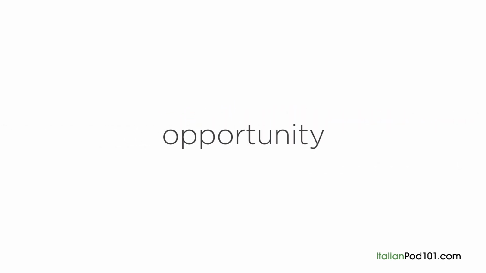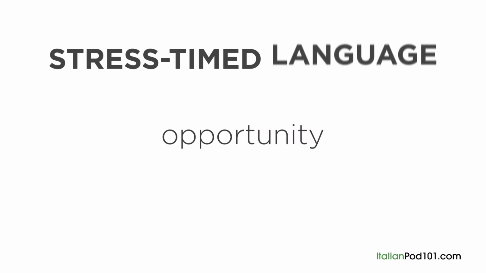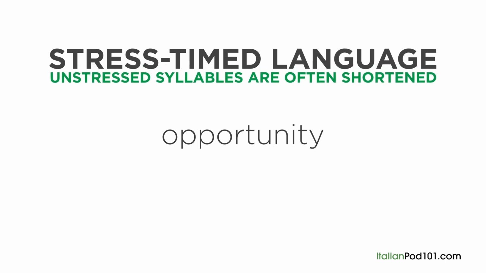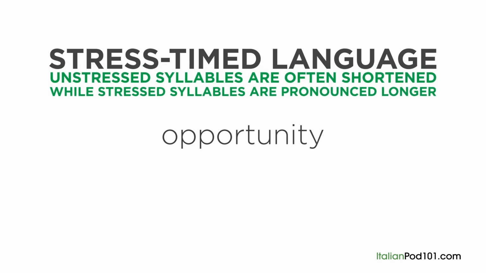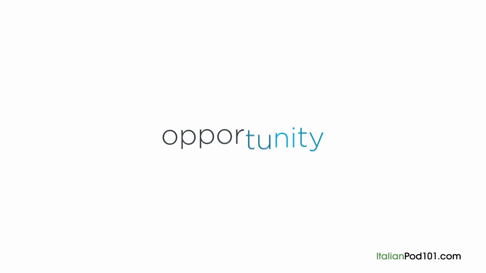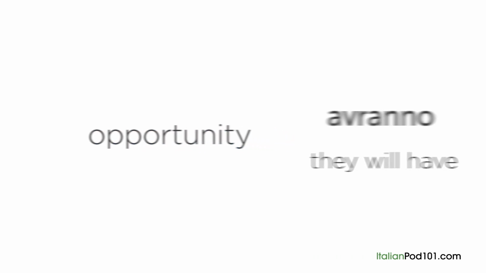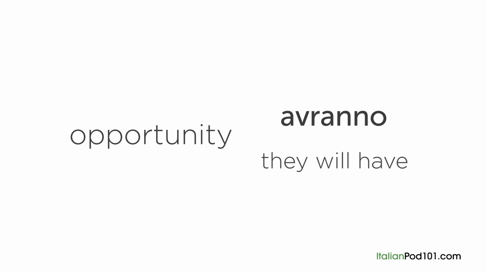Avranno. English, on the other hand, is a stress-timed language. Unstressed syllables are often shortened, while stressed syllables are pronounced longer. Opportunity. The stressed syllable "tu" in opportunity is pronounced longer than all the other syllables. Listen to it again. Opportunity. Compare this once again to the syllables in Italian.